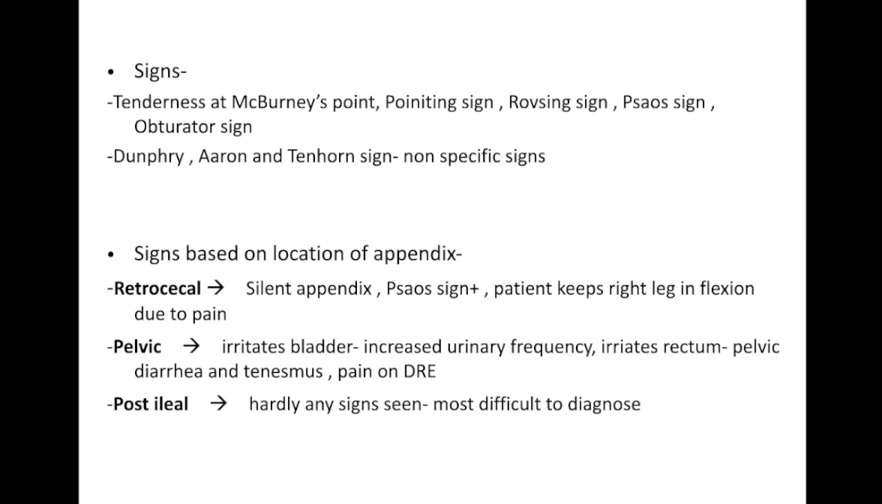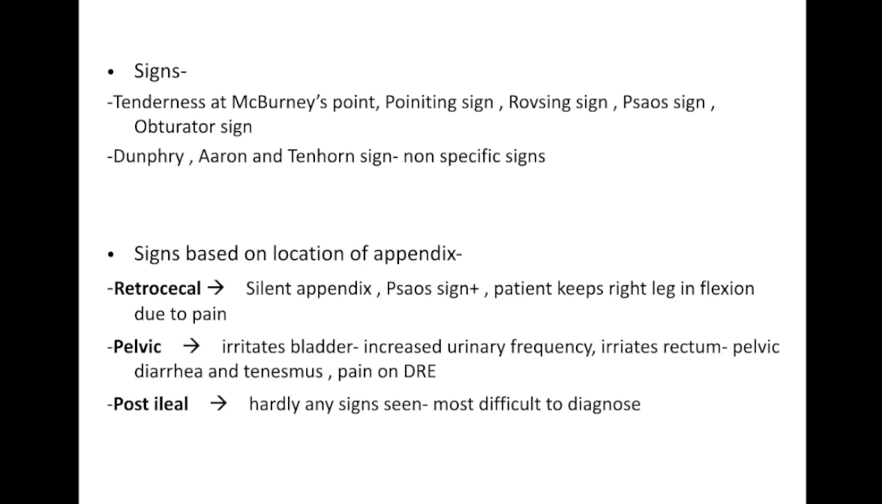There's the Rovsing sign wherein you press the left lower quadrant and the patient elicits pain in the right lower quadrant. There's a psoas sign where if you ask the patient to hyperextend the hip joint, the patient may wince with pain. And then there's the obturator sign where if you internally rotate the hip by taking the ankle laterally, the patient may have increased pain.